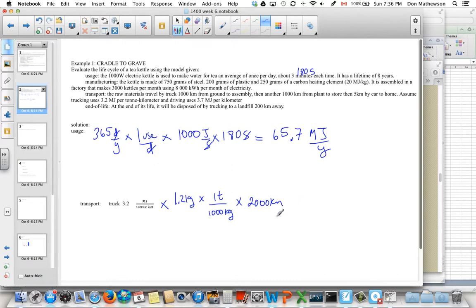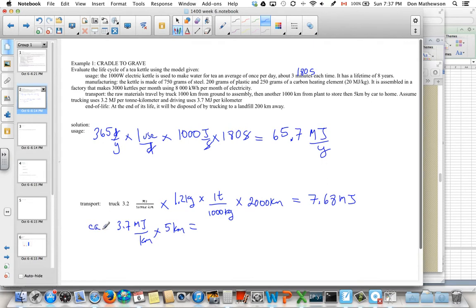And multiplying that all out, we get 7.68 megajoules of truck transport. That takes the stuff from the ground and delivers the product to the store. And then we said about 5 kilometers to drive it home. Driving a car in Canada on average is about 3.7 megajoules per kilometer. We'll drive about 5 kilometers in our car.